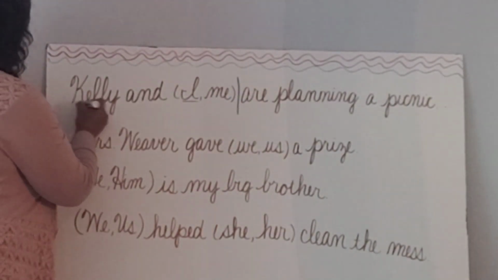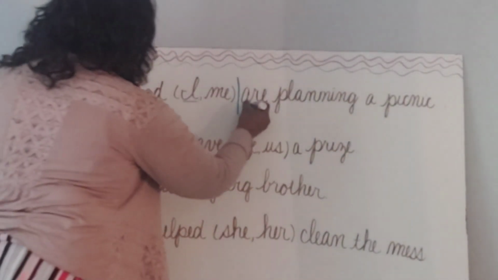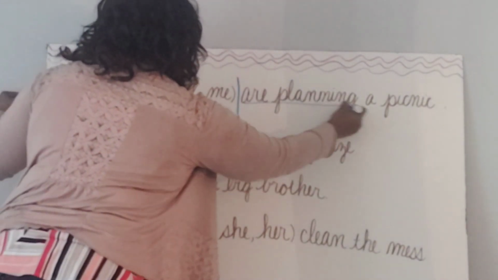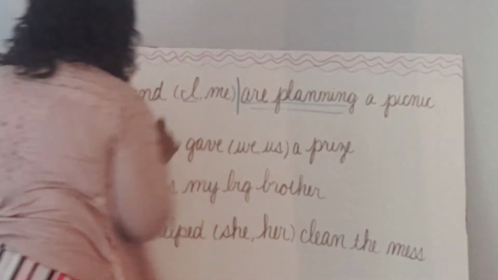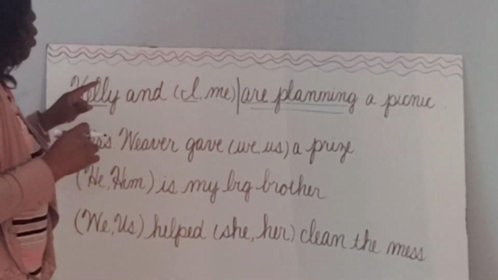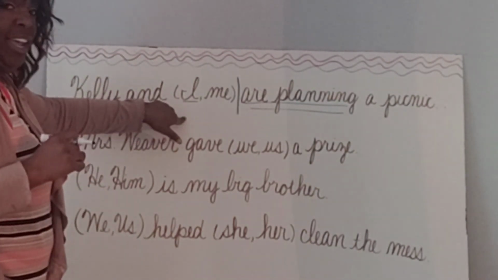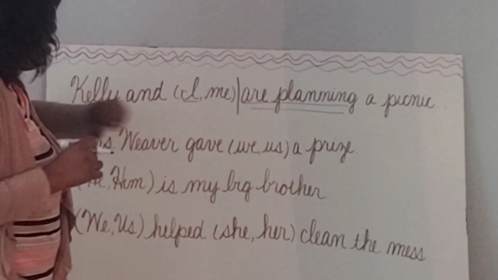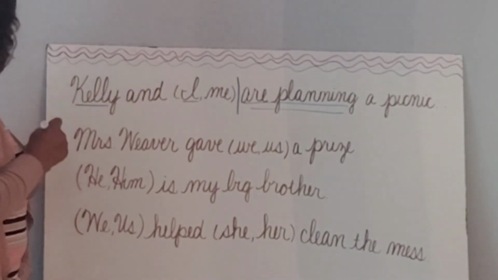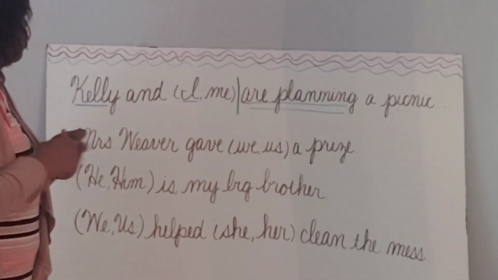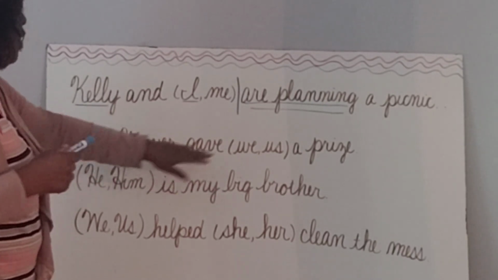And so if I want, I can underline Kelly and I. We should always do our verbs first. Are planning, okay, is our verb. Who or what are planning? Kelly and I are planning, okay? Simple, right? Now, Mrs. Weaver gave we or us a prize. Mrs. Weaver gave we a prize. Mrs. Weaver gave us a prize.